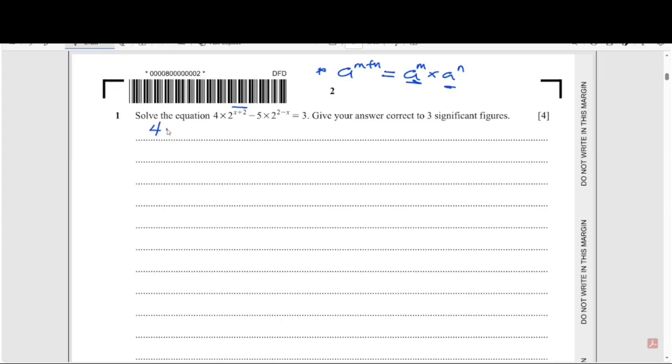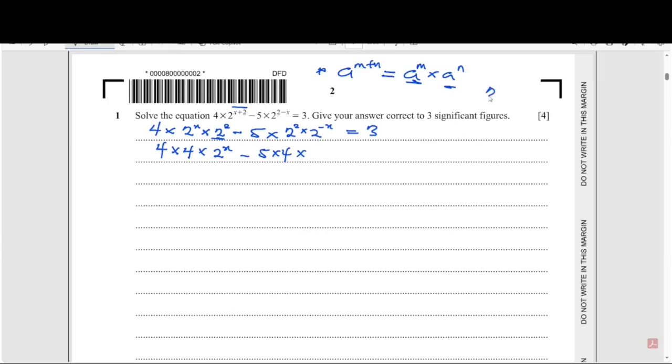4 times 2^x times 2 squared, which is 4, minus 5 times, here again, 2^2 times 2^(−x) equals 3. Now let's try and rewrite them well. We have 4 here times the number 2 squared, which is also 4, so I'll write another 4 here before the 2^x, minus 5 times 4 times 2^(−x).